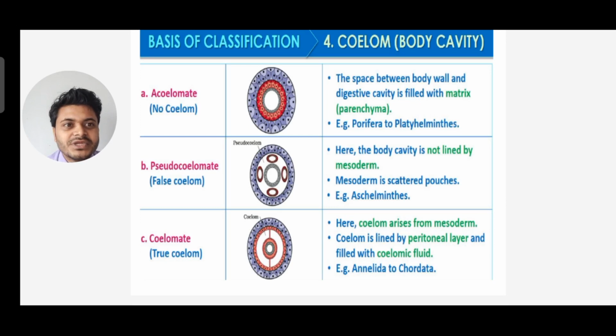Next, in coelomate, the coelom arises from mesoderm. Coelom is lined by peritoneal layer and filled with coelomic fluid. So in acoelomate, no coelomic fluid is there. In coelomate, coelomic fluid is there. So coelomate we can see in phyla from Annelida to Chordata.